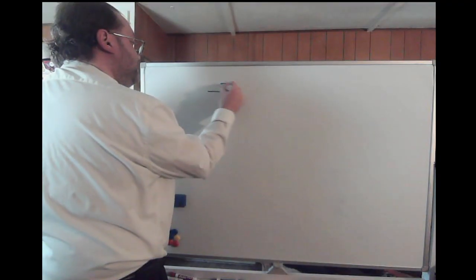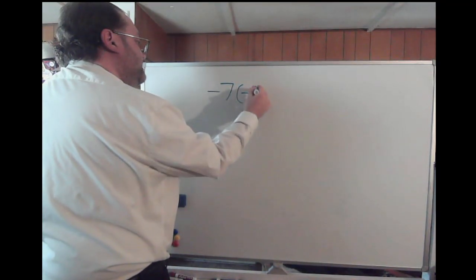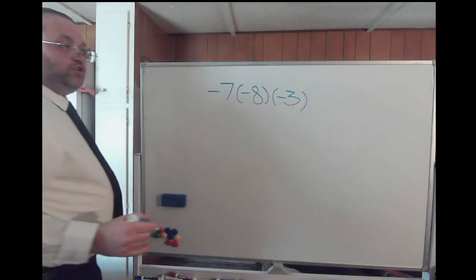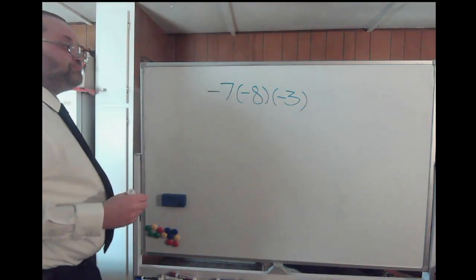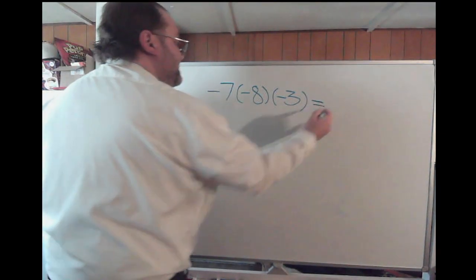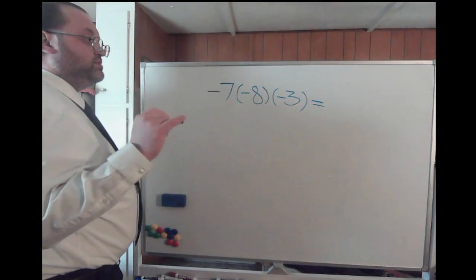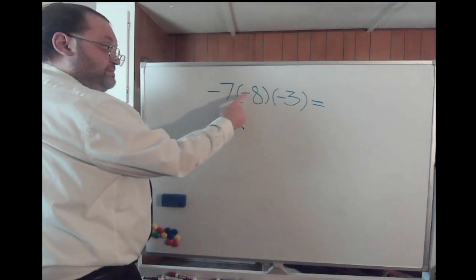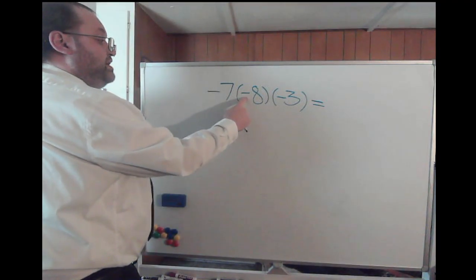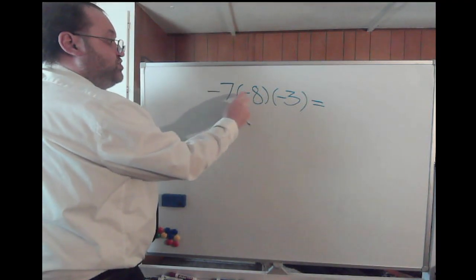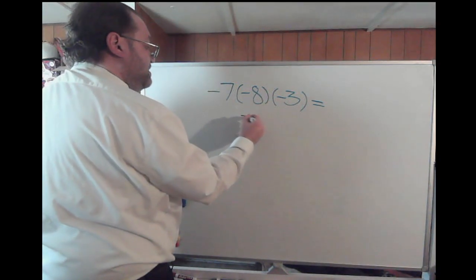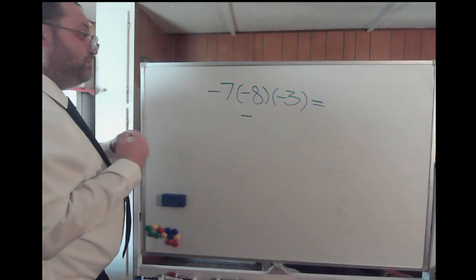Let's see here. We have negative 7 times negative 8 times negative 3. So we have a triple multiplication problem. First let's take care of the order of the signs. We have negative times a negative, which would be positive, right? Then these two make a positive, which would be positive times a negative. A positive times a negative is a negative. So now we have a negative.